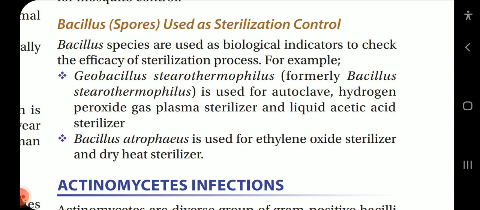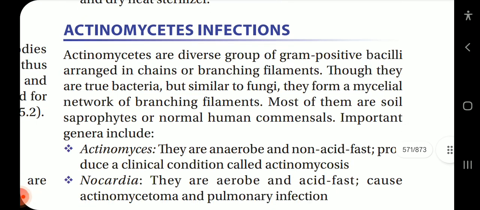Bacillus spores used as sterilization control. Bacillus species are used as biological indicators to check the efficacy of sterilization processes. For example, Geobacillus stearothermophilus, formerly Bacillus stearothermophilus, is used for autoclave, hydrogen peroxide gas plasma sterilizer, and liquid peracetic acid sterilizer. Bacillus atrophaeus is used for ethylene oxide sterilizer and dry heat sterilizer.